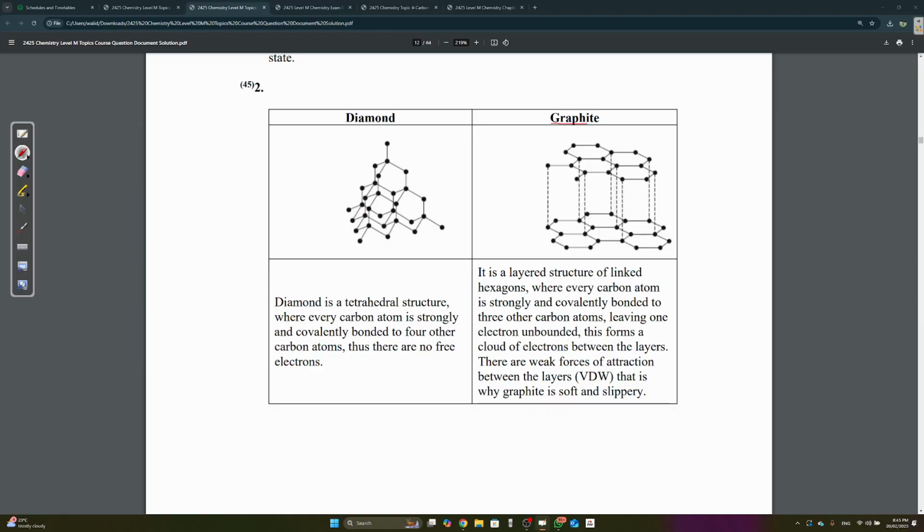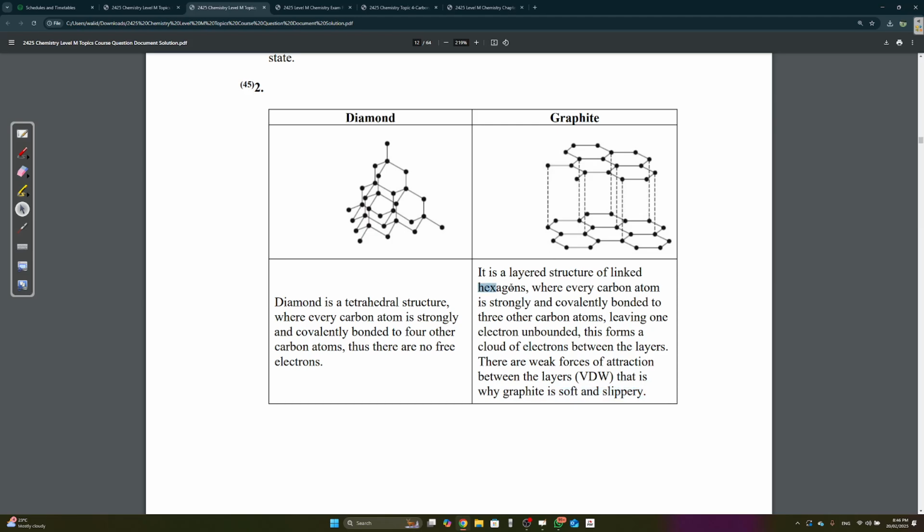Here in graphite, since we're bonding to only 3, and carbon has 4, carbon only gave away 3 of its 4 electrons. That way it leaves 1 free electron unbonded. This forms a cloud of electrons. There are weak forces of attraction between the layers. What are they? VDW. Anytime you see weak forces of attraction, they're referring to VDW. That is why graphite is actually soft and slippery.